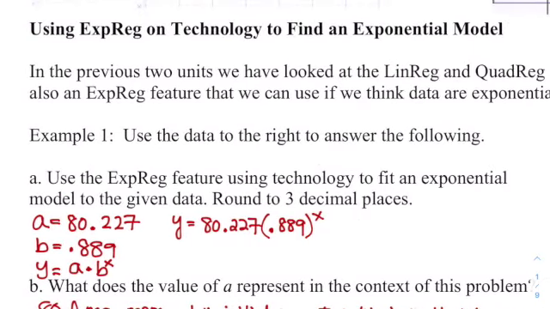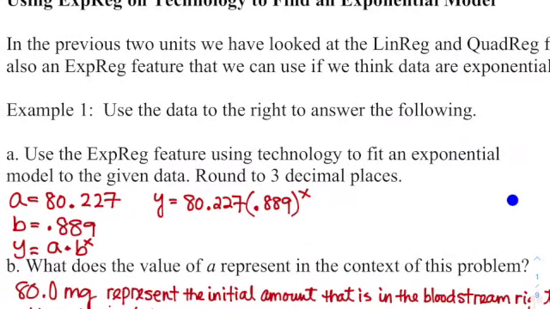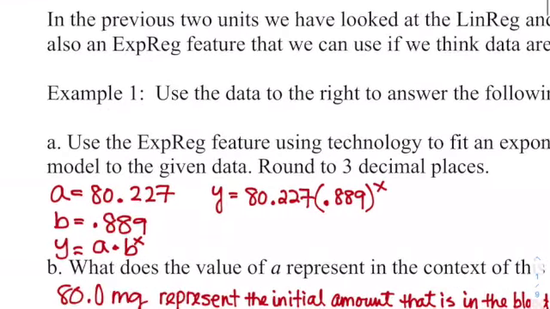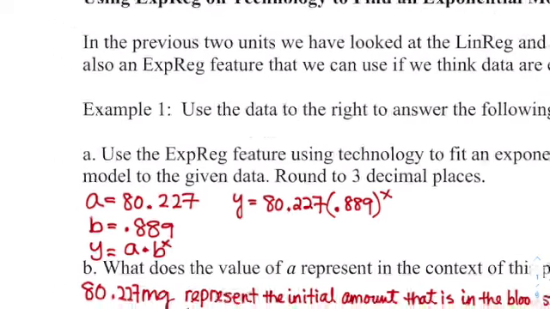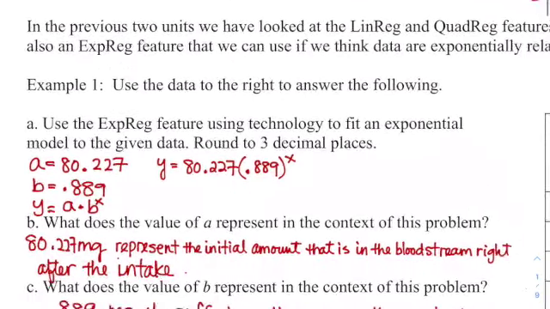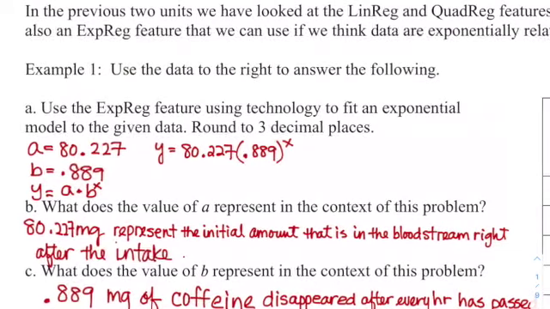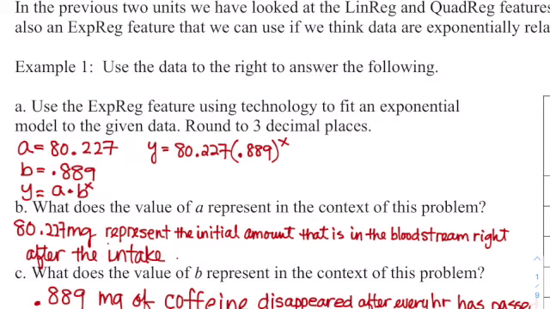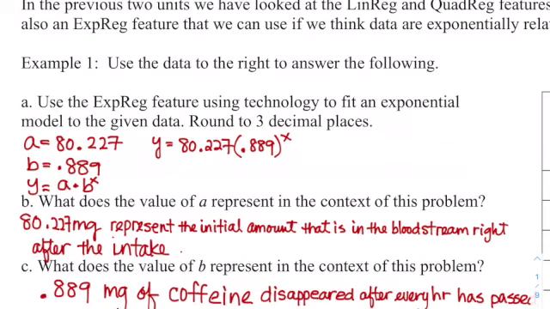Second question asks, what does the value of A represent in the context of this problem? The context in this problem is how much caffeine you have in your bloodstream. And in this case, at the initial time of drinking the caffeine, you have 80.227 milligrams, which represents the initial amount in the bloodstream after the intake. Letter C, what does the value of B represent in the context of the problem? The context of the problem is that 0.889 is the fraction of caffeine remaining after every hour has passed. So the caffeine disappears every single hour.